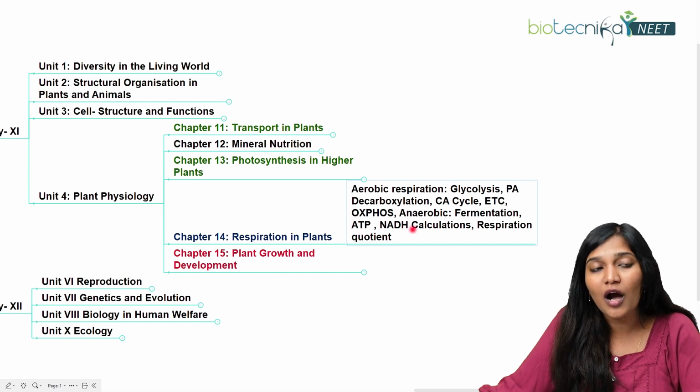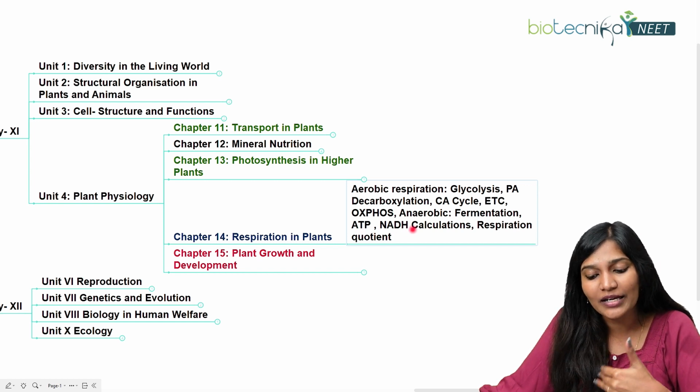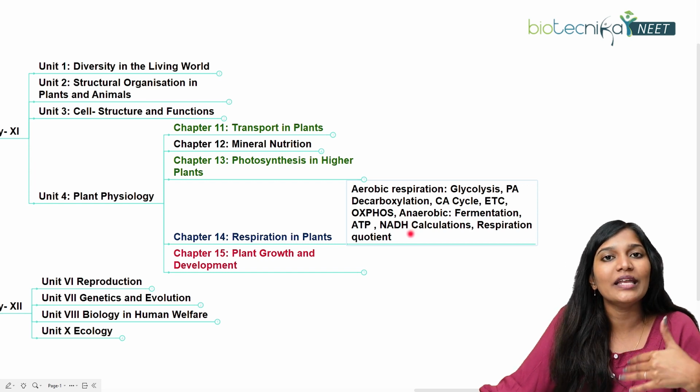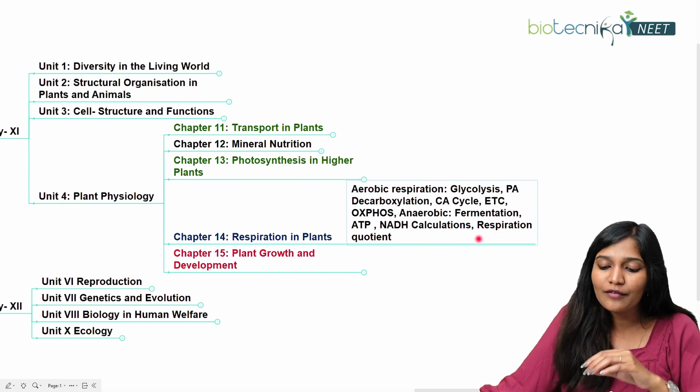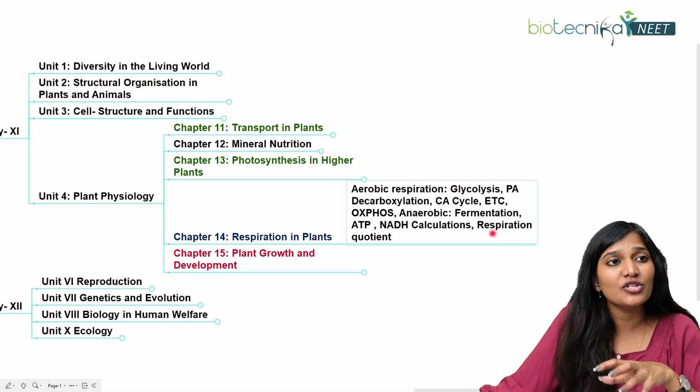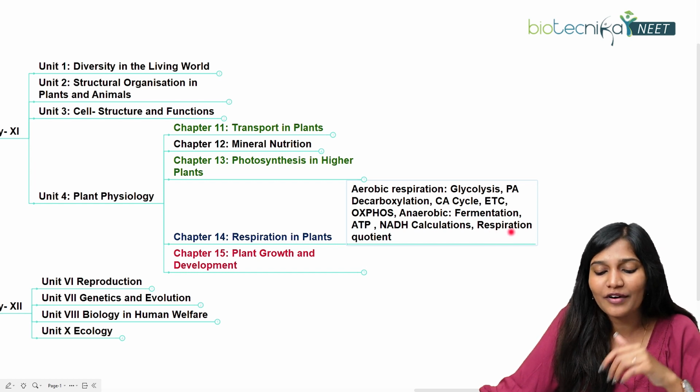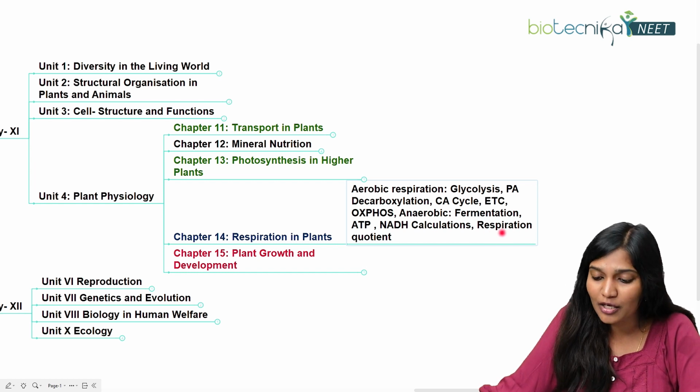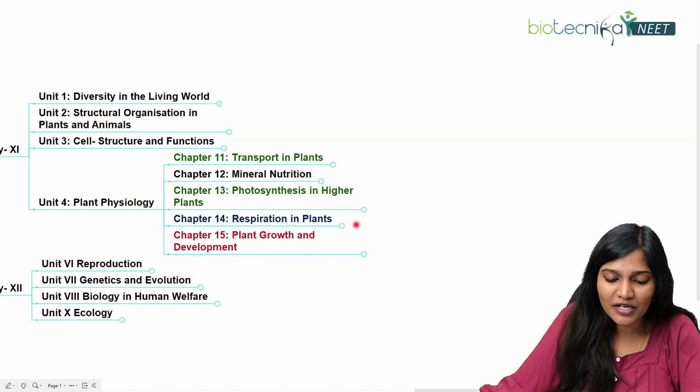And you have to remember how many ATPs are generated. In photosynthesis, it is utilized. How many ATPs are generated here? How many NADH is generated here? And the calculation, which is the energy chart you have to put. And finally, the respiratory quotients, very important. So you have to read this for respiration in plants.